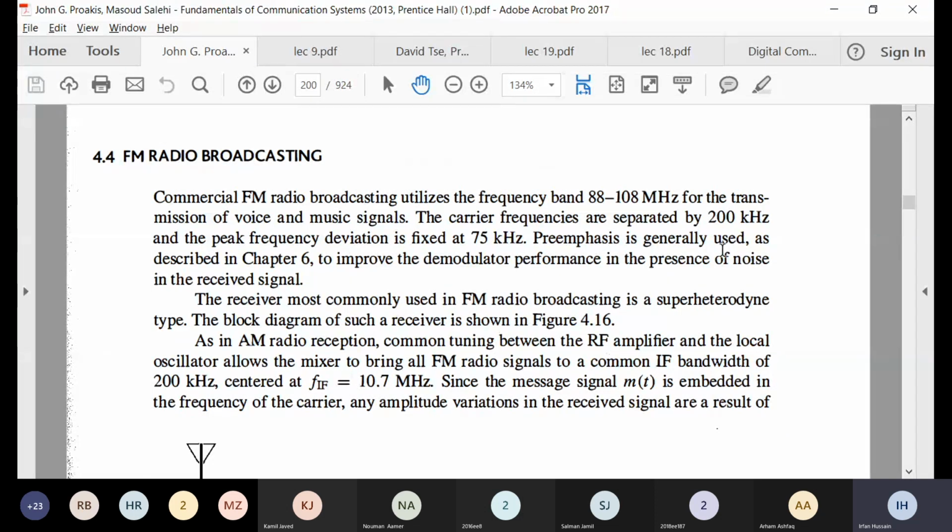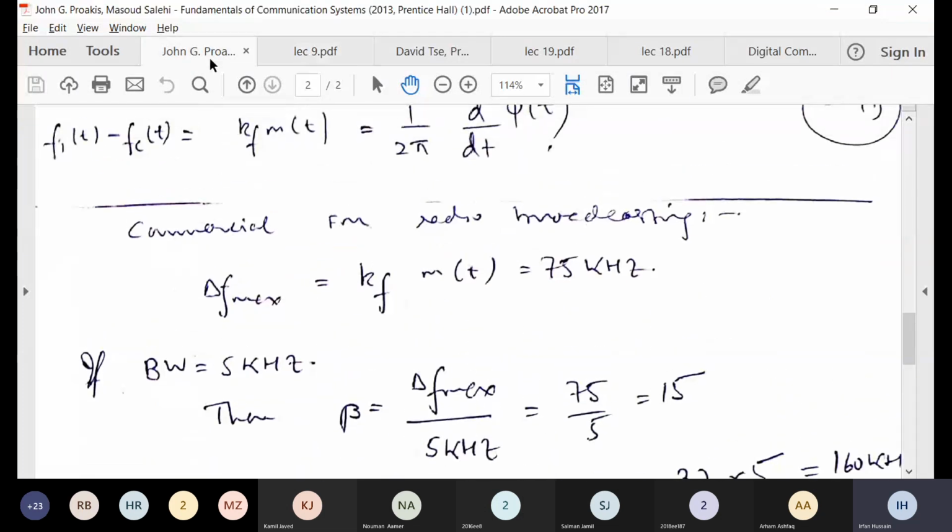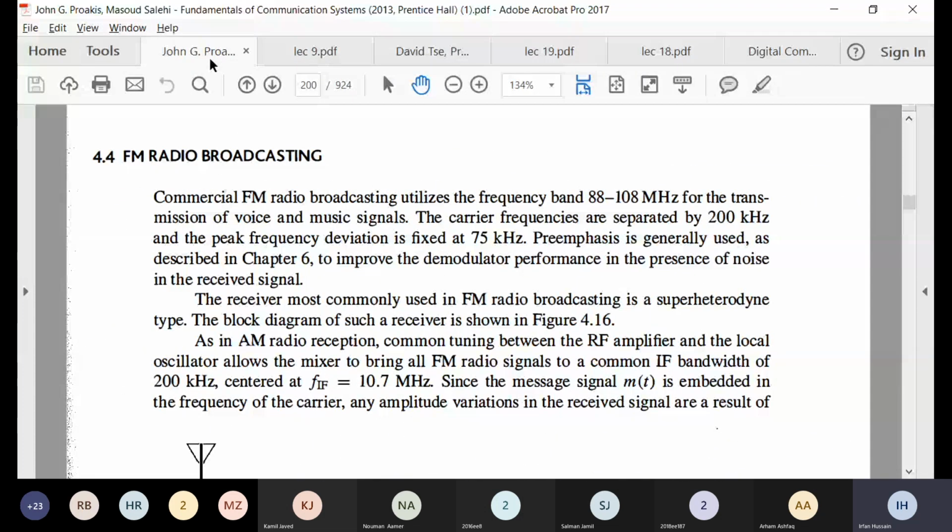It was presented in my old notes, but I will just explain it. We will be studying pre-emphasis and de-emphasis in chapter 6. The mere understanding at this level is that noise, especially for angle modulation techniques, actually increases for higher frequencies. So you need a mechanism to tackle it.